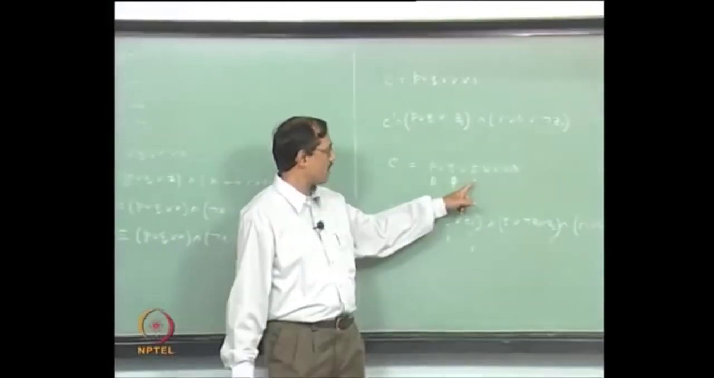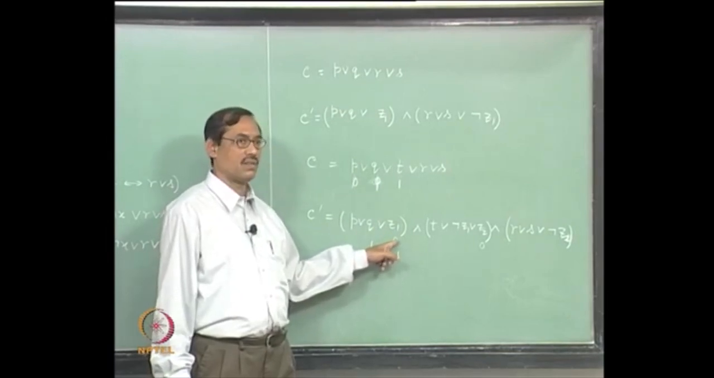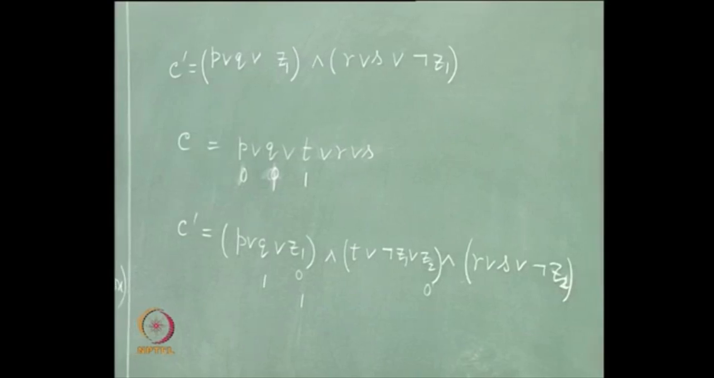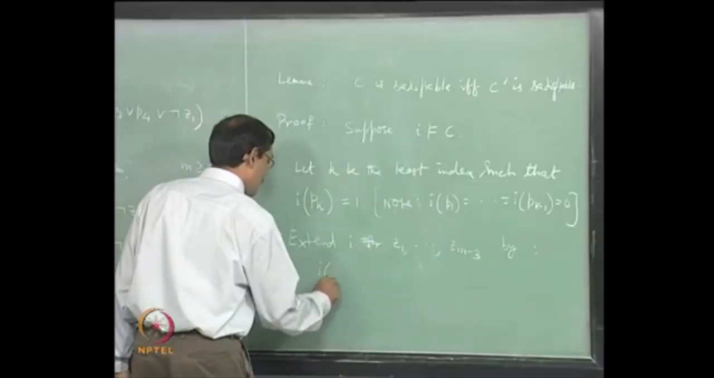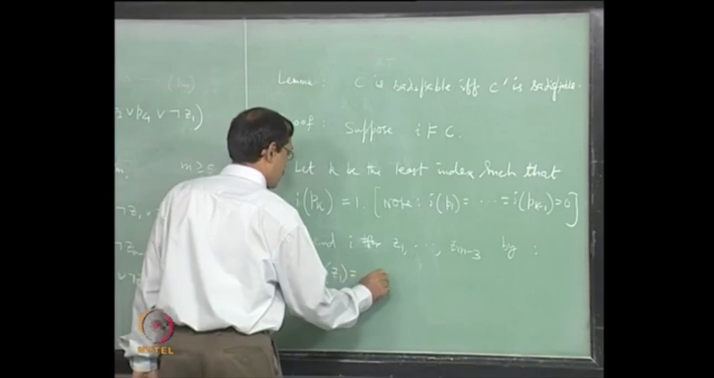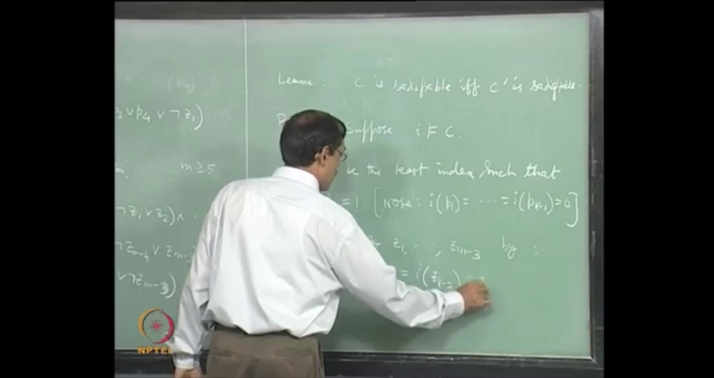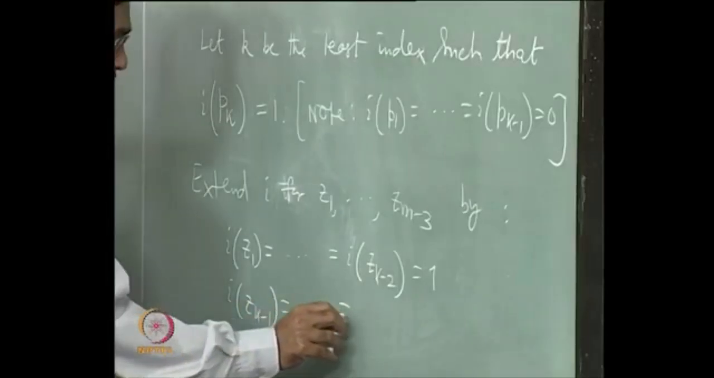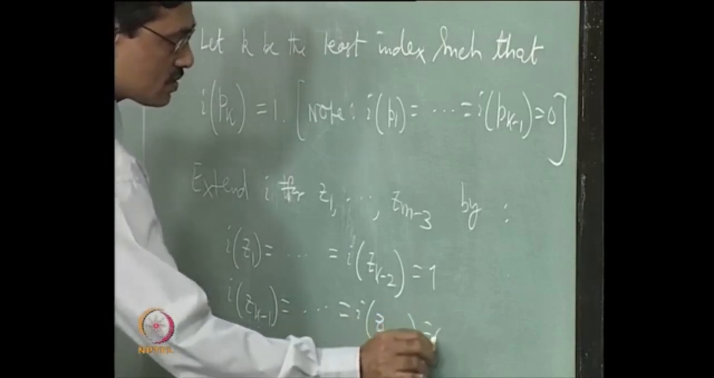Suppose it is the kth one, then we want to put up to k minus 2 as 0, all the others are 1. Is that okay? Sorry, up to that 1 and 0 onwards, 0 after that. So, we say I of z 1 equal to I of z k minus 2 as 1 and I of z k minus 1 to I of z m minus 3 as 0.